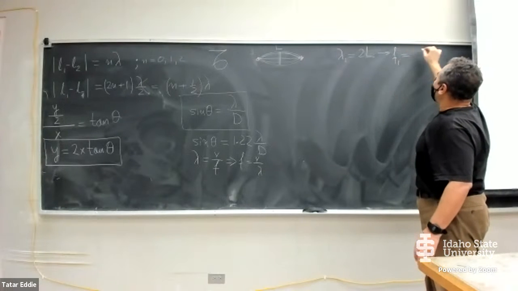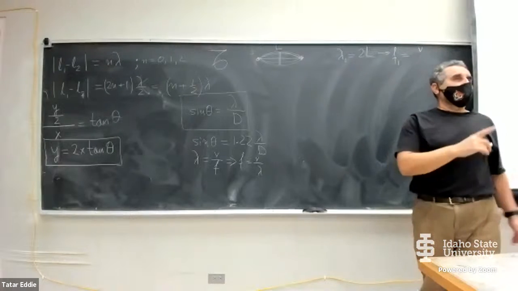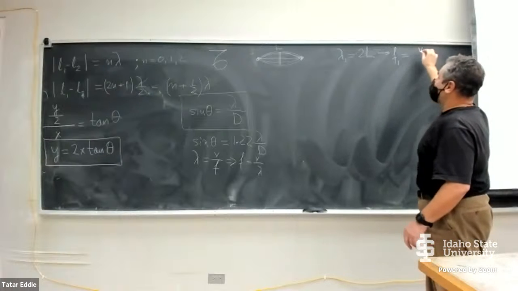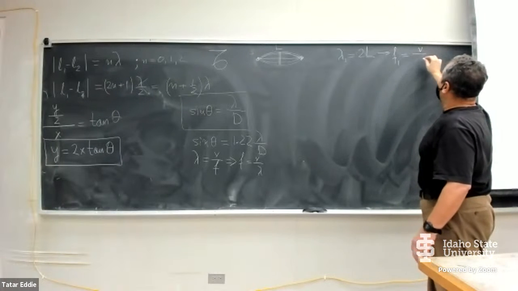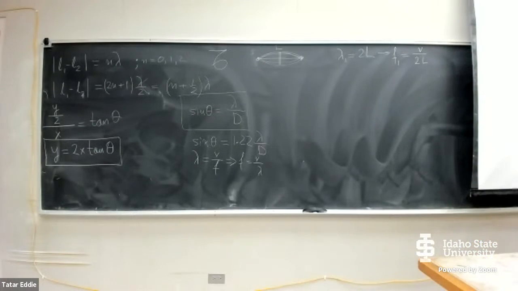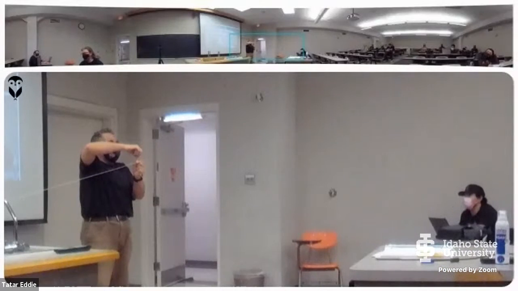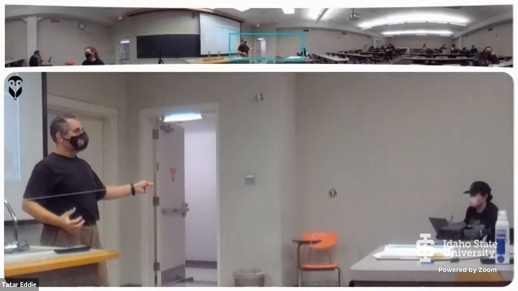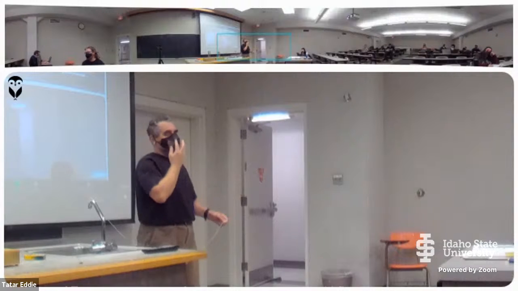F1 is going to be the speed of the wave in the string divided by 2 times the length of the string. So again, the speed of propagation of the wave on the string is not the speed of oscillations. It is the speed at which a disturbance created at this end is going to propagate to the other end of the string.